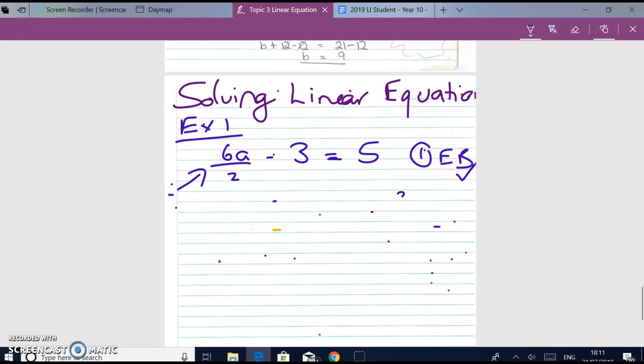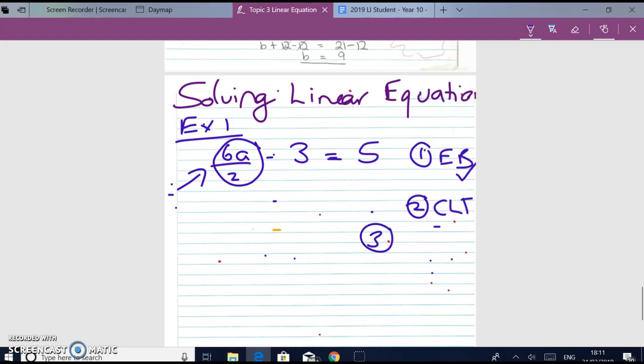So expanding brackets would be if you had something like 2 outside of 3 plus 4. Alright? That's when you expand brackets. We don't have that, so we don't have to worry about it. The second thing is we have to collect like terms. Well, again, all the a's are together over here. Alright? 6a over 2, got all the a's together. We don't have to worry about those a's.